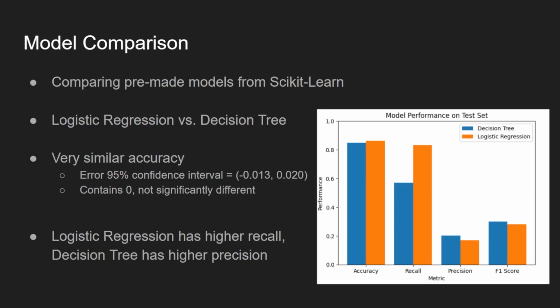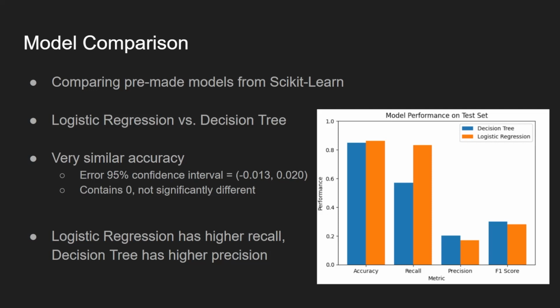We're comparing two models that were provided pre-made from scikit-learn, and those specific two models were logistic regression and decision tree. And as we can see from this chart, they perform very similarly, at least with accuracy. The accuracy is the leftmost pair of bars on this bar chart, and you can see that the accuracy bars are very, very close. We actually did a statistical analysis on the accuracy or error values. We found that they are not significantly different.